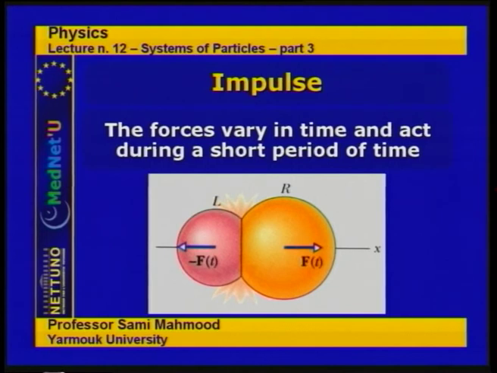And we notice that in this collision, the L object acts on the R object by a force f of t, in the sense that it varies in magnitude with time, and the direction of that f of t acting on R is to the right. Similarly, the object R exerts a force on the left object, and that force is minus f of t, indicating that this reaction force is equal in magnitude and in the opposite direction, as the figure shows.